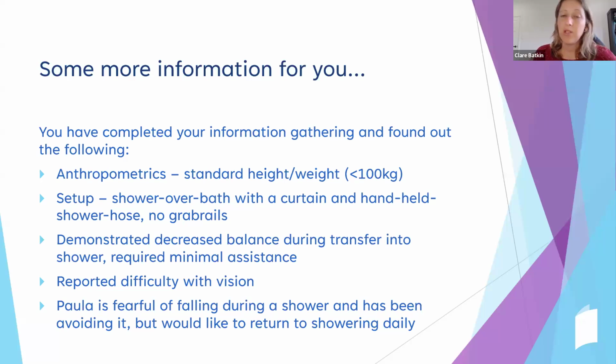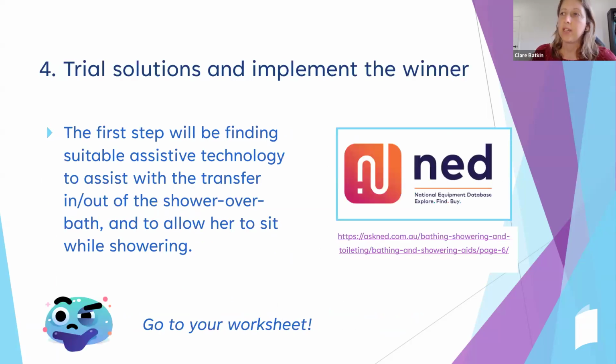Now, sometimes if it was more a cognitive type issue, then we probably wouldn't jump straight to introducing equipment. But in Paula's case, it looks like the main difficulty is related to her balance and mobility and that fear around her mobility. So the obvious first step is to trial some equipment that's going to make it easier for her to do her transfers, to sit when she's showering, so that fear of falling is hopefully less, and also that she's feeling more comfortable and confident to shower.